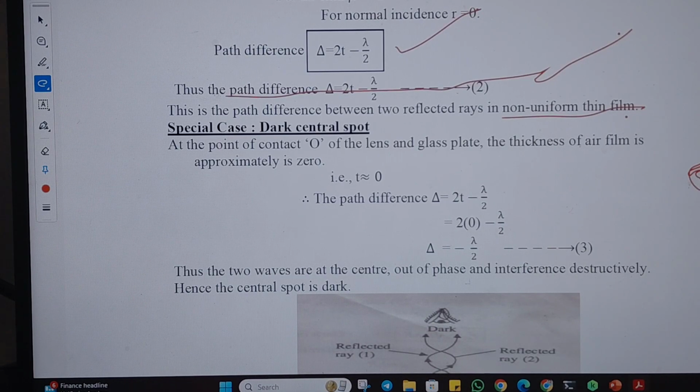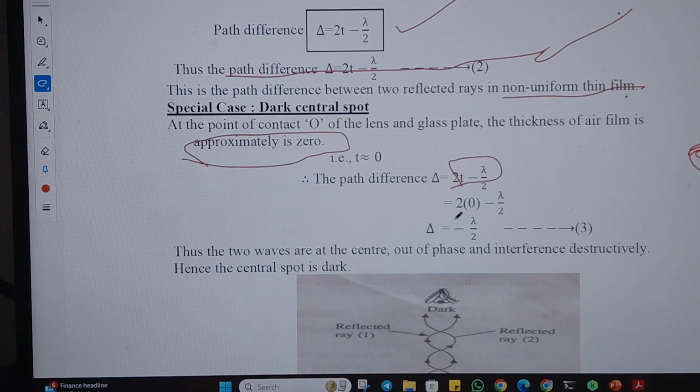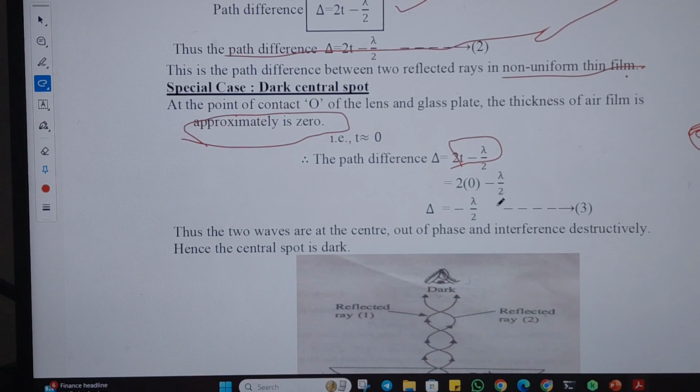Here it is the center point O, the contact between the glass plate and lens, and the thickness of the air film is approximately 0. So what will be the path difference? You can substitute the t value here: t is 0, so the path difference is delta equals minus lambda by 2. This is the special case for the central dark spot.